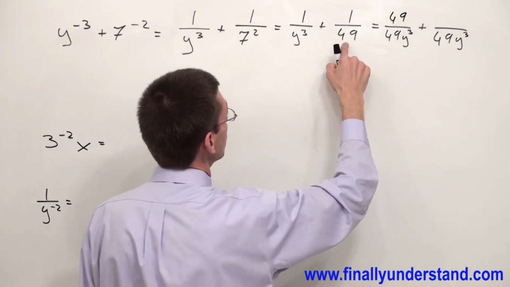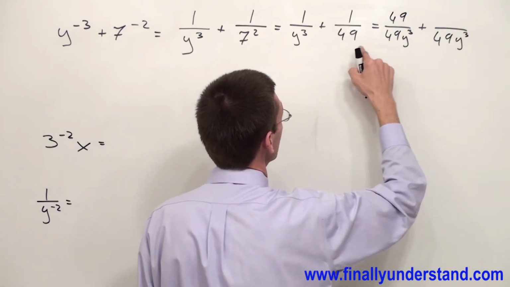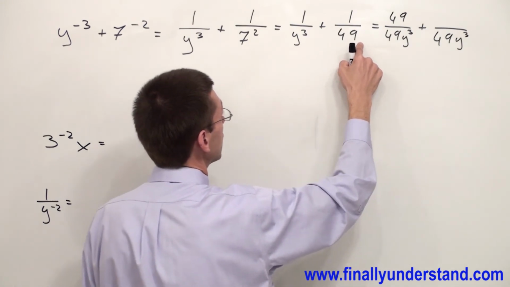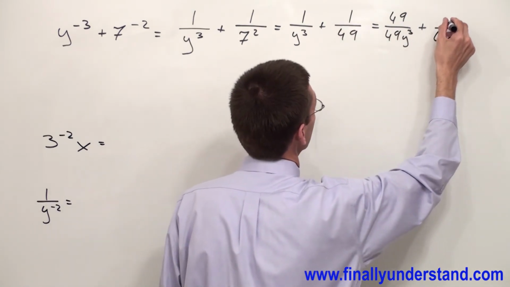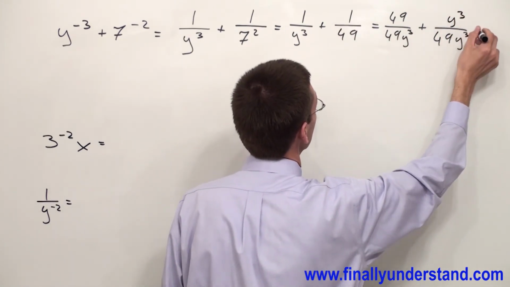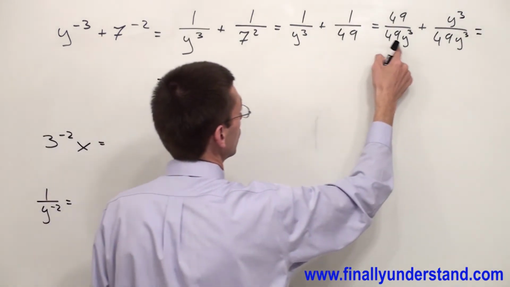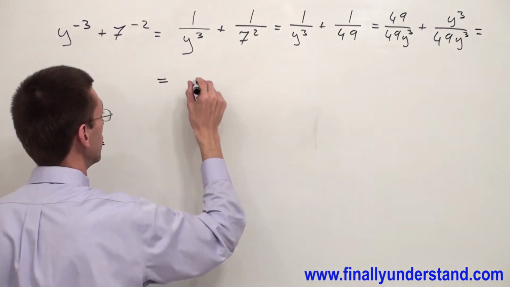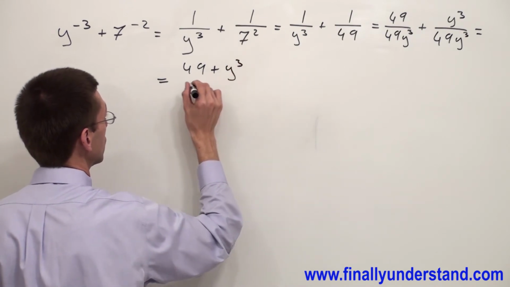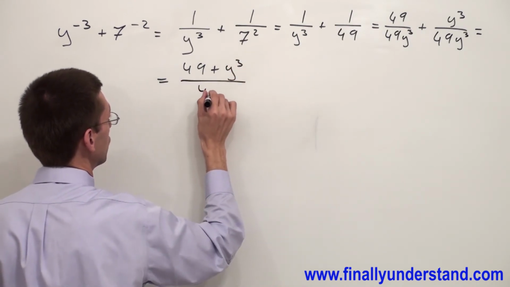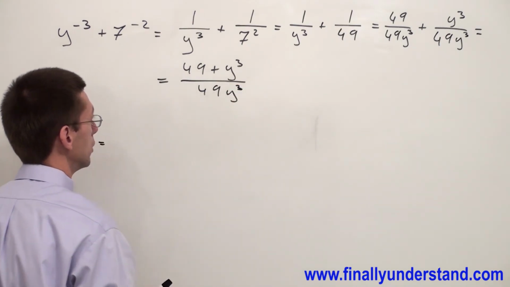By what do I have to multiply 49 to get 49y to the third? I have to multiply by y to the third. That's why I'm going to multiply 1 times y to the third, which is equal to y to the third power. Okay, this is going to be equal. I have a common denominator, so I can add the numerators. So I have 49 plus y to the third over 49y to the third. And this is the solution to my problem.